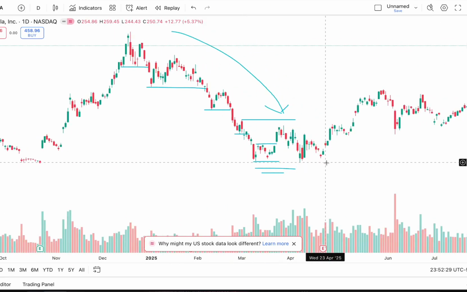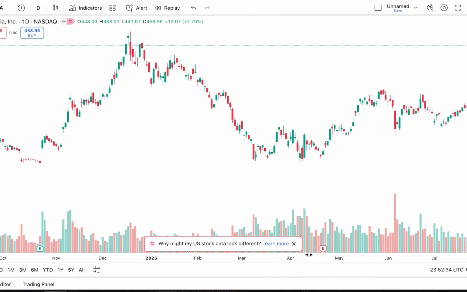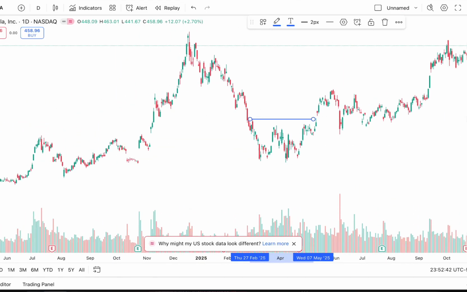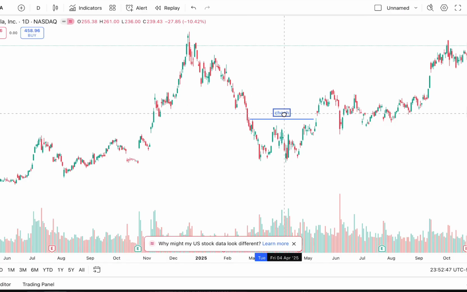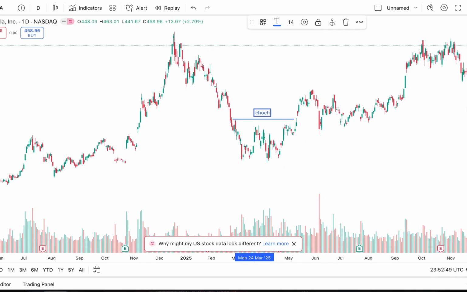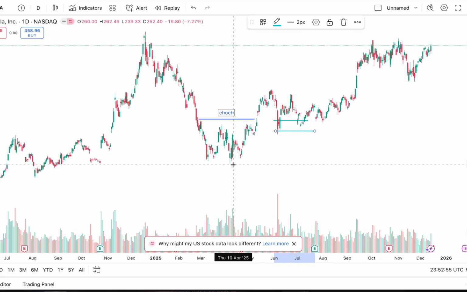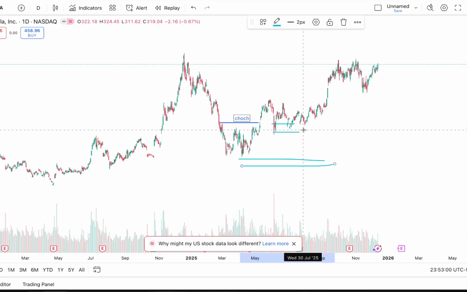But let's say you were skeptical, okay? Let's say you were skeptical and you held and you waited for this, which is the first chock that breaks the previous lower high. Then you could have got into the market around here, maybe with your invalidation underneath these lows, and then you would have ridden this trend upwards.